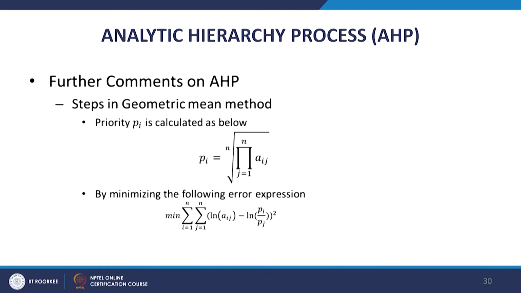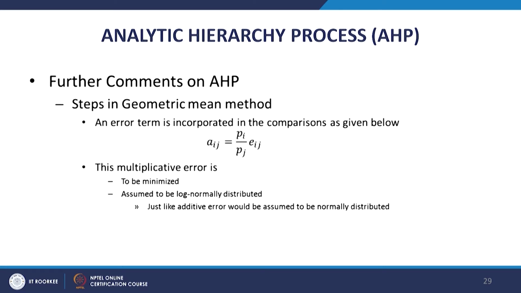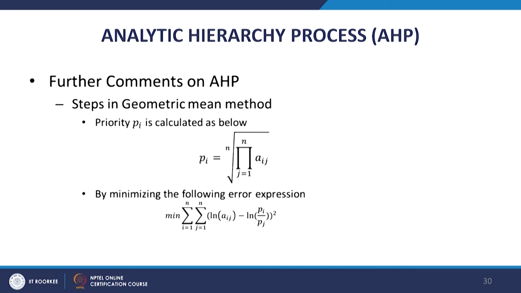So, how do we compute priorities under this method? Priority Pi can be computed following this equation. You can see Pi is the nth root of the product of all Aij multiplied with each other along the row. As I mentioned in the previous equation, if we take the ln of it, we can derive the expression I have written here. These priorities are to be calculated by minimizing this error expression.